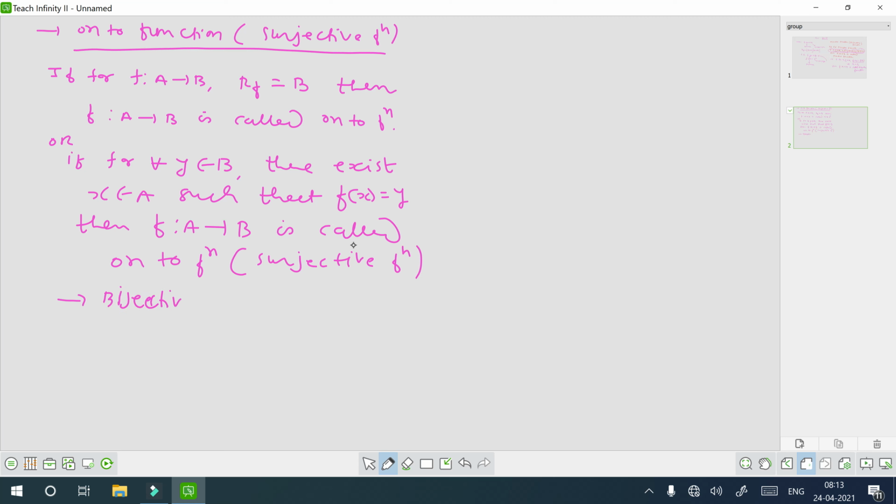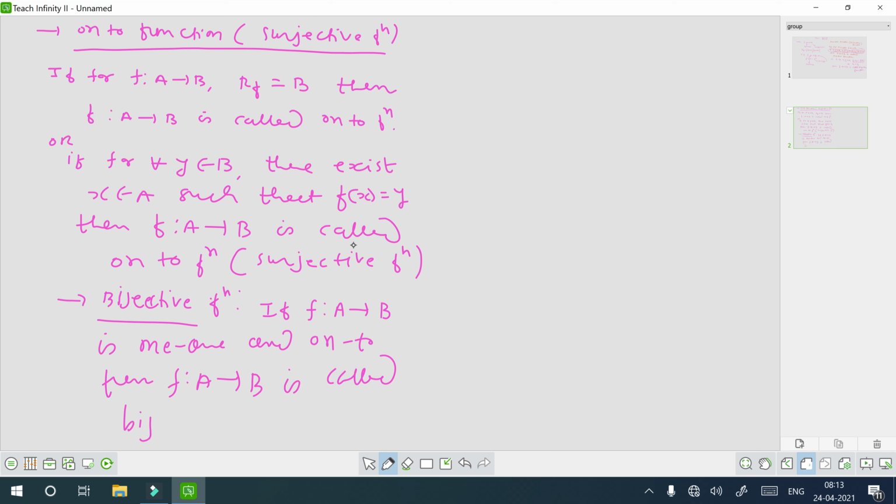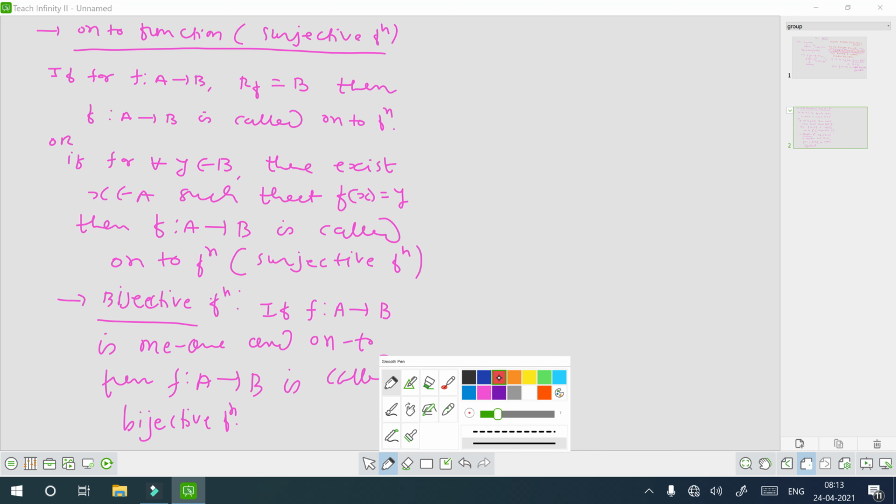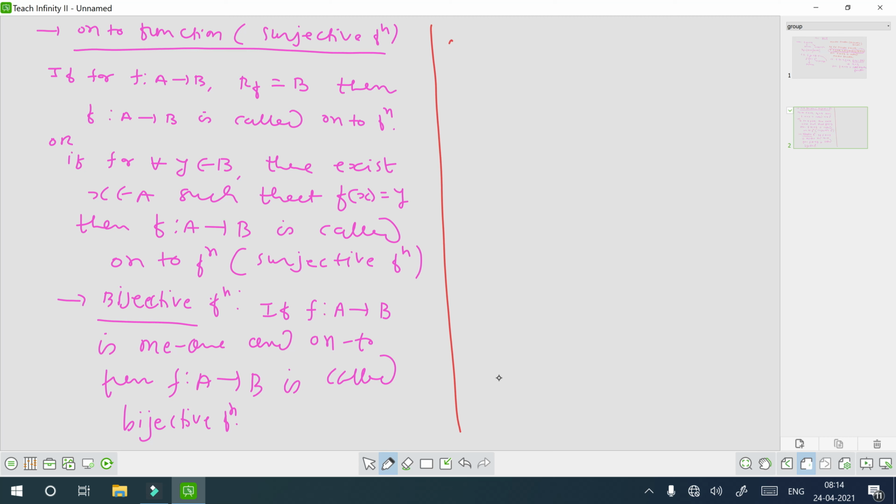Now, next definition, bijective function. If f from A to B is 1, 1 and onto, then f from A to B is called bijective function. Clear? Now, dear friends, let us see how we use these two definitions for problems to solve examples.